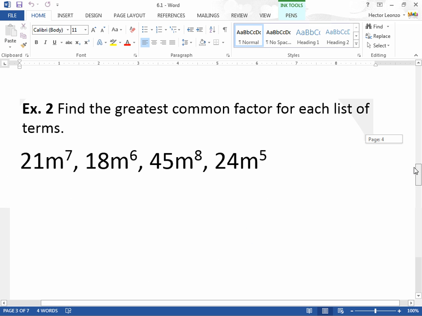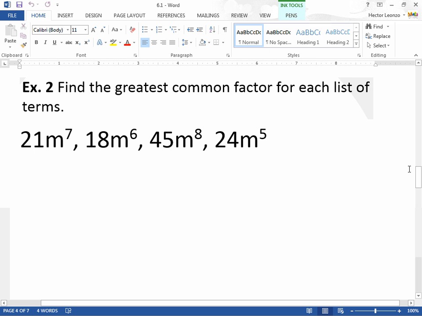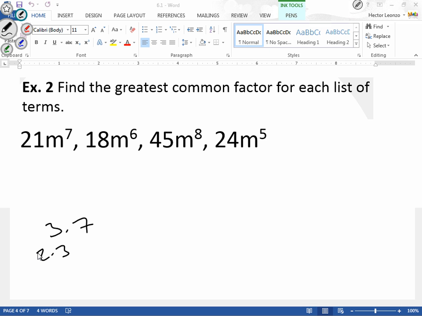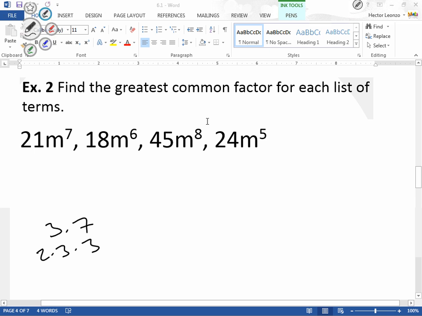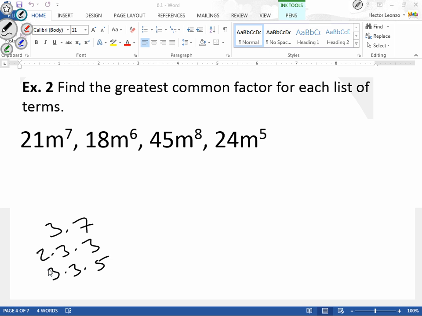Let's take a look at this one, but now we're going to include letters. I'm not going to do the tree diagram. I'm just going to say 21. Once we break it, it breaks down to 3 times 7. 18 is going to break into 2 times 3 times 3, right? We can do the tree diagram to get there. 45, I'm going to say that breaks down as 3 times 3 times 5. And then 24, I'm going to say that is 2 times 2 times 2 times 3.